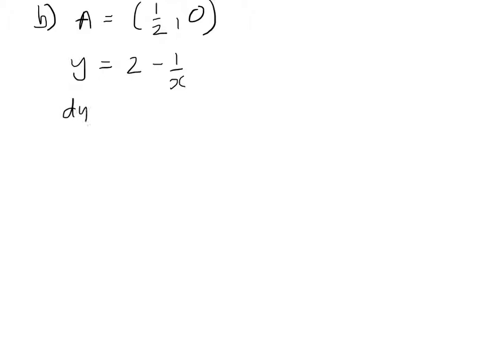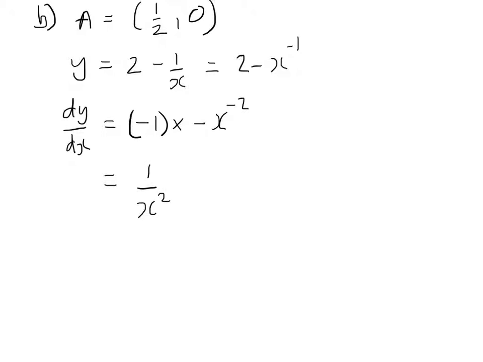So we're looking for dy by dx. Well, before I work out dy by dx, I'm just going to rearrange the original equation in index form. So that 1 over x becomes x to the minus 1. And now we can differentiate that term by term. The 2 is going to disappear, and we're looking at minus 1, the power, times negative x, and then we decrease the power by 1, as we can see there, and just rearrange that. So dy by dx is simply equal to 1 over x squared, or just x to the minus 2.